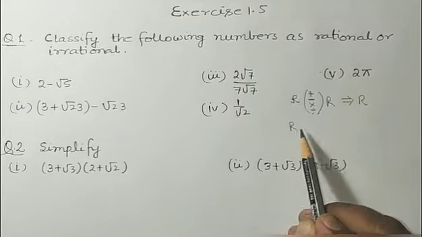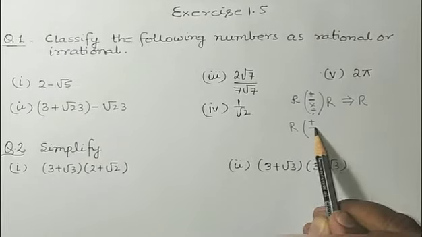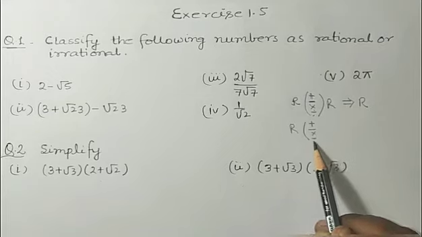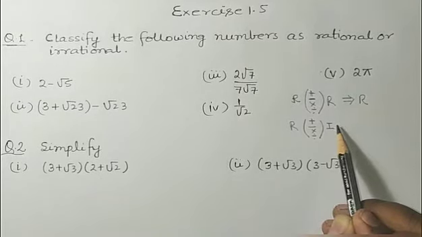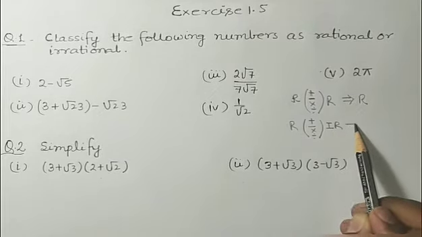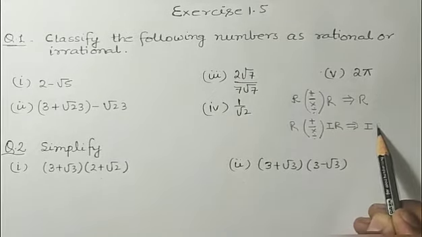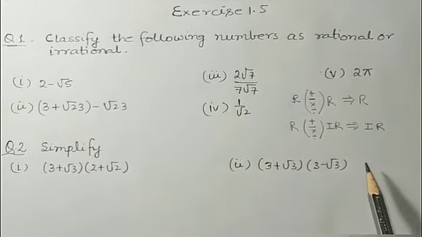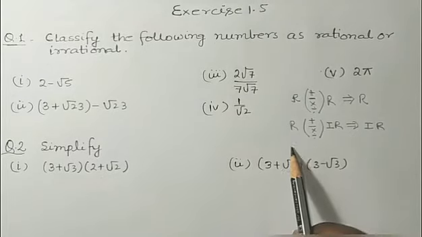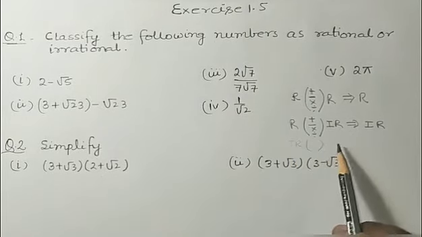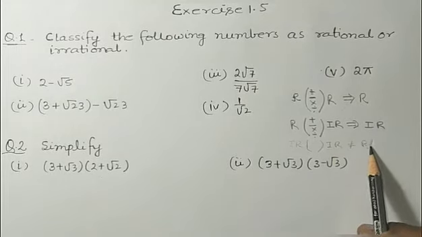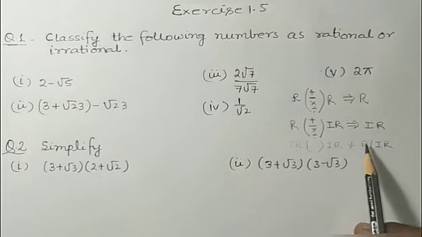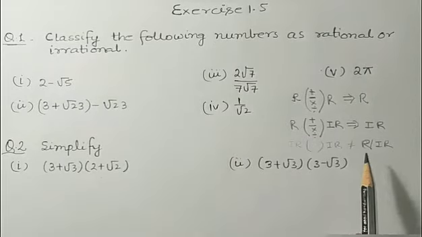Whenever a rational number is operating with plus, minus, multiply or divide with an irrational number, your answer will always be irrational. But if an irrational is operating with irrational, you cannot say whether it will be rational or irrational. Okay, you have to understand it.